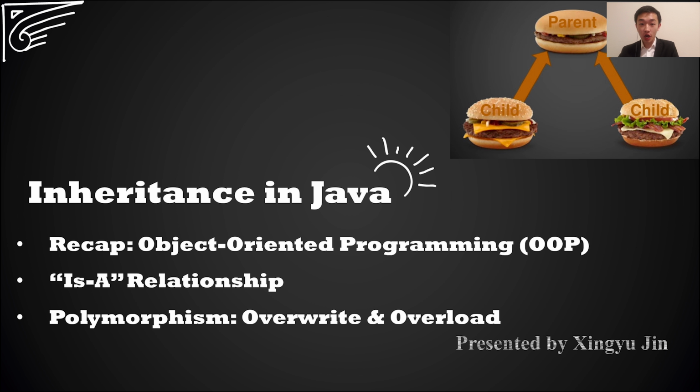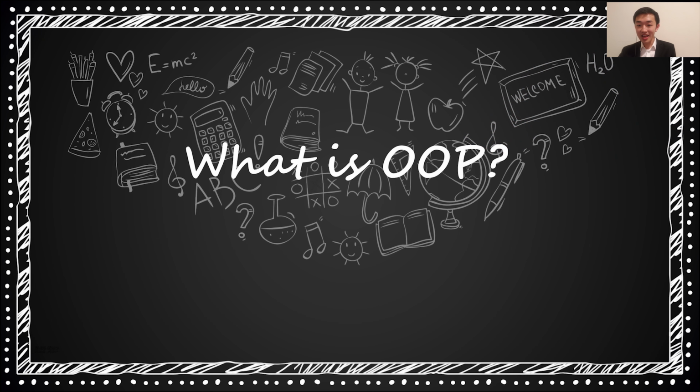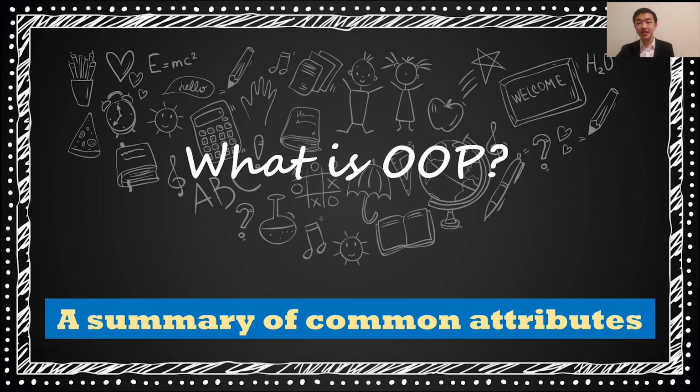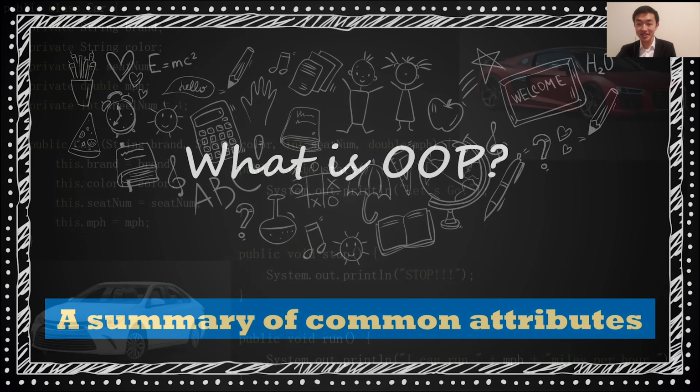And today I'm going to talk about inheritance in Java by talking about a quick recap on what is object-oriented programming and what is a relationship. And finally, I will talk about what is polymorphism. So first, what is object-oriented programming? It's basically a summary of a common attribute of different things.